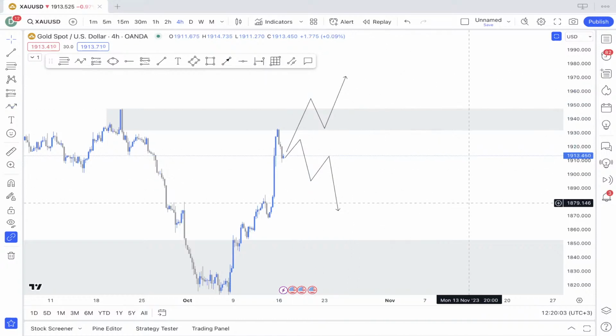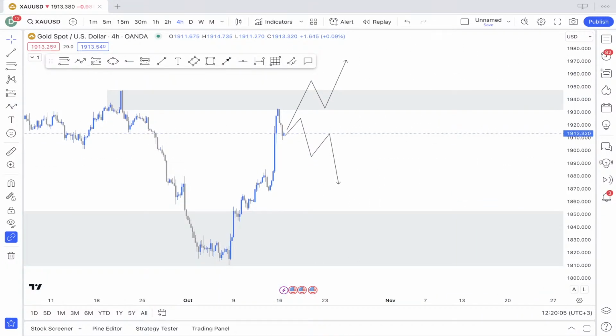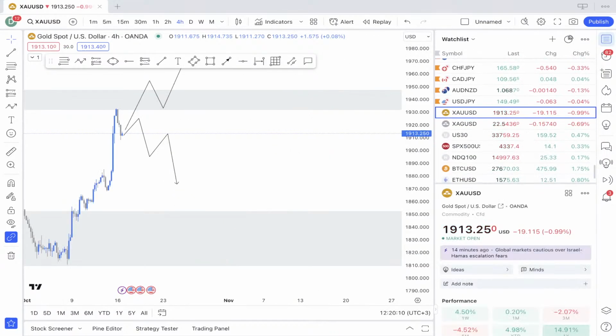This would be the two possible scenarios I currently see on gold. Till then, I will just stay on the sidelines. Okay, there's no point to force anything. And next up, we have silver.